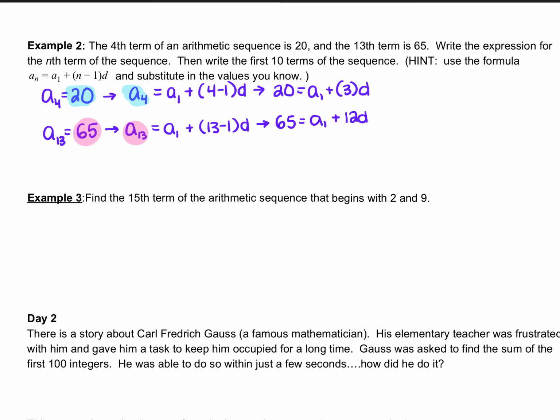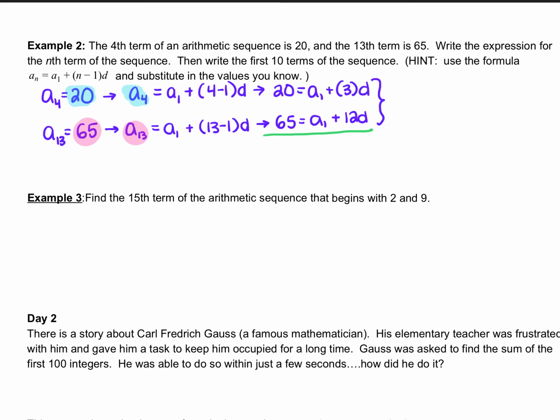Now what you have here is a system of equations, right? It's a very simple system of equations. We should be able to solve this system. In fact, the way it's set up right now, I should be able to just subtract those two equations from each other and eliminate a sub 1. So I'm going to do that.